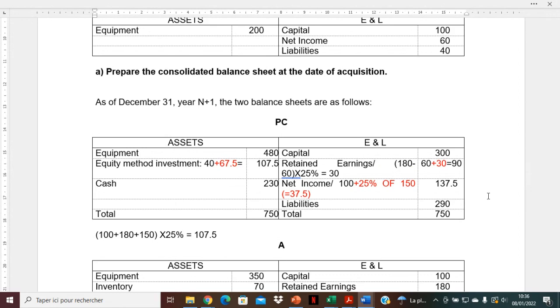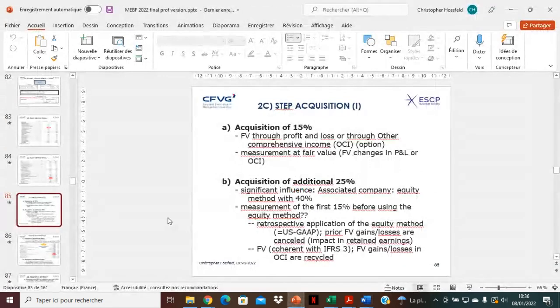Okay, very good. Any questions here, please? Relating to the equity method. No question. Okay. Very good.